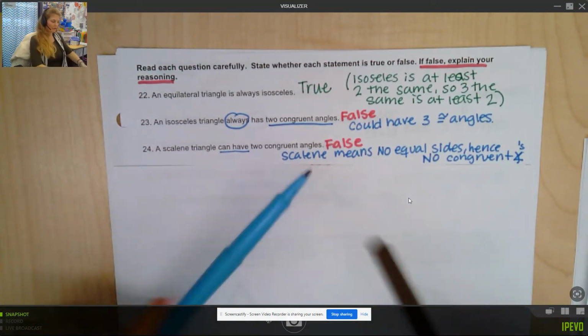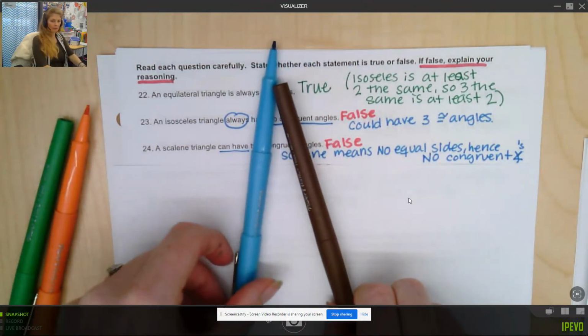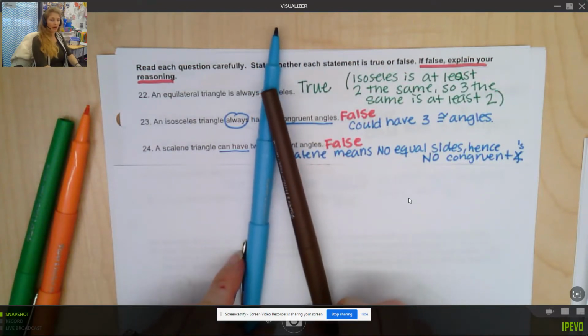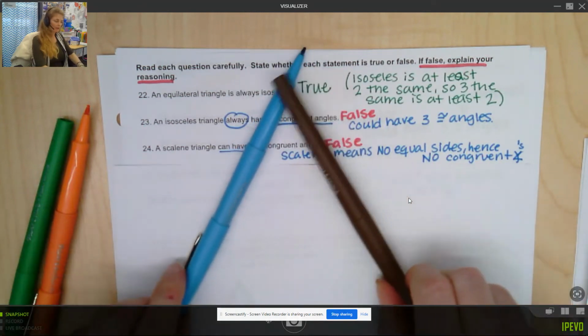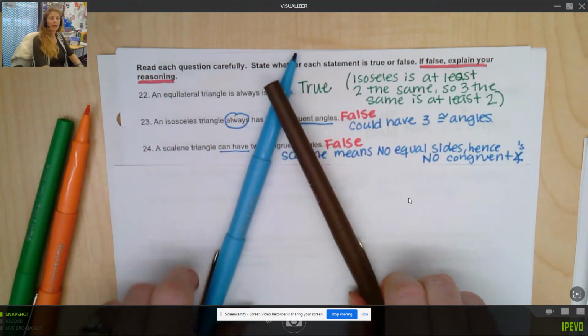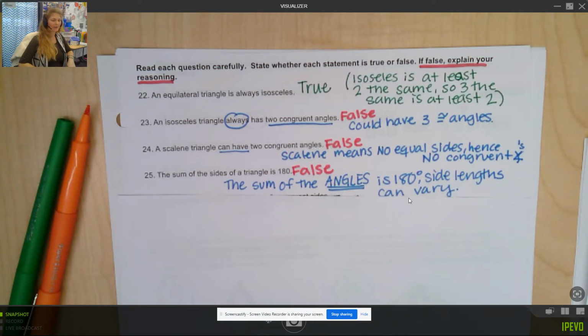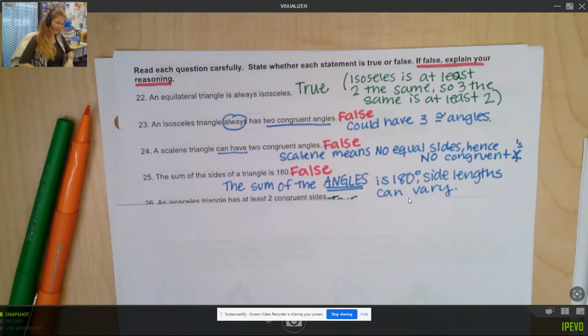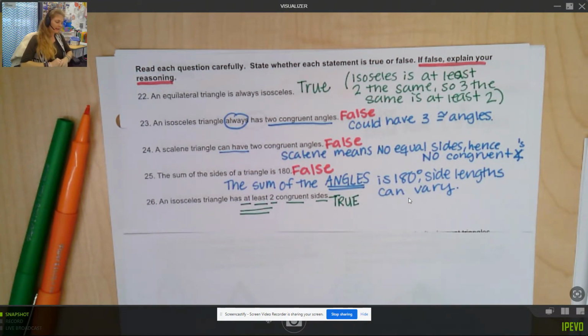Because when we're looking at the sides of a triangle or the angles, the smaller the angle, the smaller the opposite side length. The larger the angle, the larger the opposite side length. So if you have equal angles, you're going to have equal side lengths. Okay, next one. The sum of the sides of a triangle is 180. Well, this is false. The sides of a triangle can add up, the perimeter, to make all sorts of numbers, but the angles are what have to be 180 degrees. Side lengths can vary.